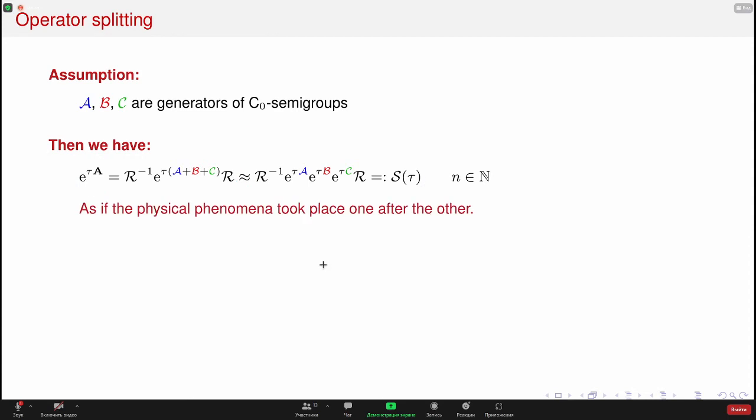What to do with this? What does it mean? It means that instead of the whole effect of this A plus B plus C, first we have only the semigroup generated by C, only the effect of the physical process which is described by C. Then only after that the effect of B, and only after that the effect of A. So this means that as if the physical phenomena took place one after the other in time, and not simultaneously.